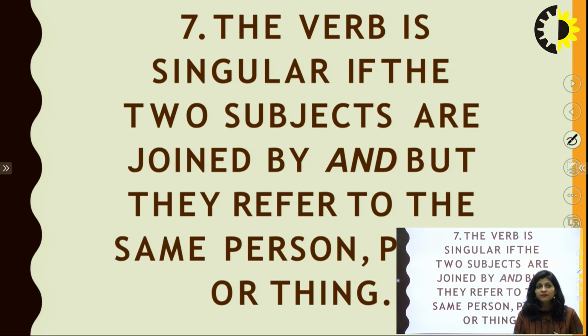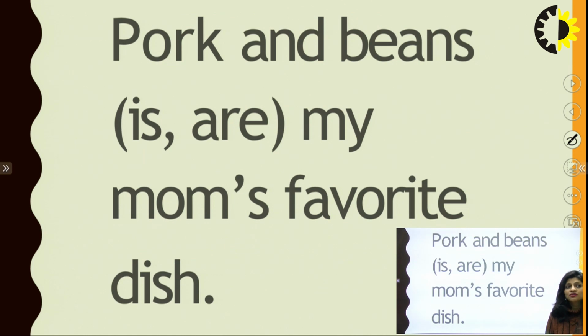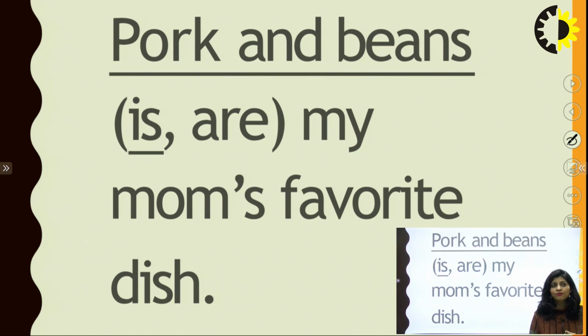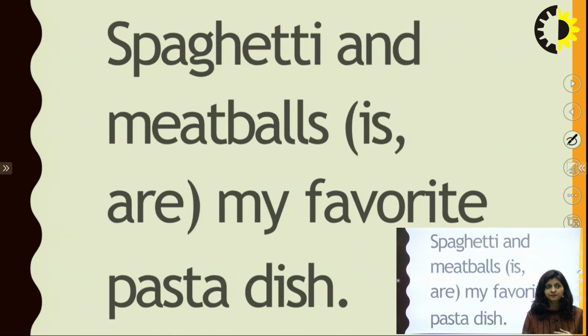The verb is singular if the two subjects are joined by and, but they refer to the same person, place or thing. So, pork and beans is or are my mom's favorite dish? I have not written dishes here; I have written only dish. So dish is a singular subject. Now you can understand that pork and beans is referring to one single dish, so this is a singular subject. Pork and beans is my mom's favorite dish.